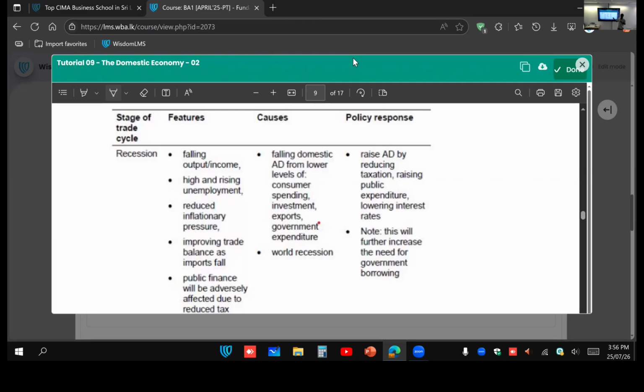What's the treatment? The opposite. So if this is due to the falling domestic aggregate demand, what do you have to do? Increase the aggregate demand. So what can you simply do? You can reduce the taxes, right? We can increase the national income by pumping out more money. That's what we did, right?